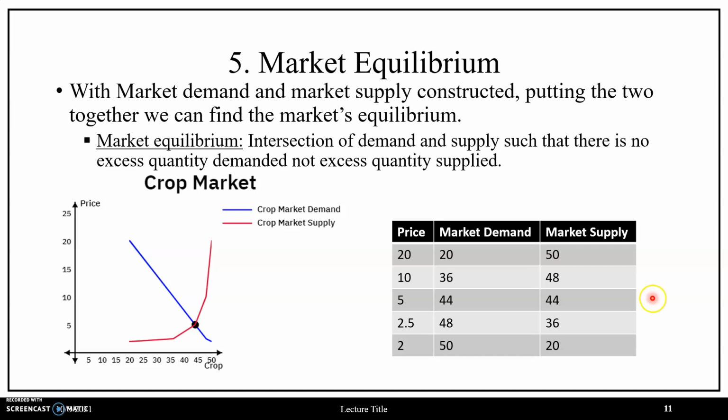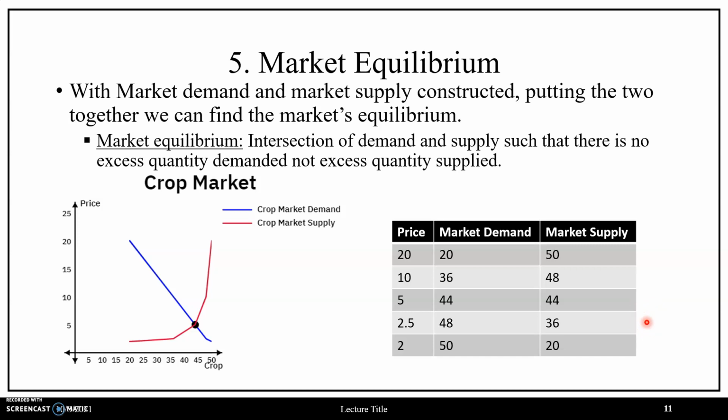At a price point of 5, we see that market supply is 44, and so is market demand. In this case, there's no excess supply and there's no excess demand. So a price point of 5 and a quantity level of 44 is what's going to constitute market equilibrium for our crop market.